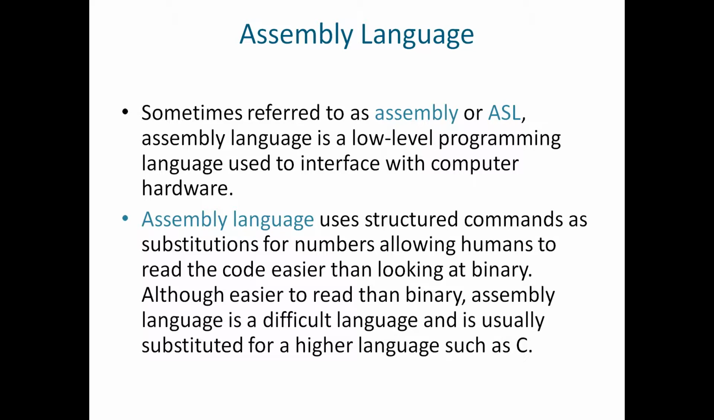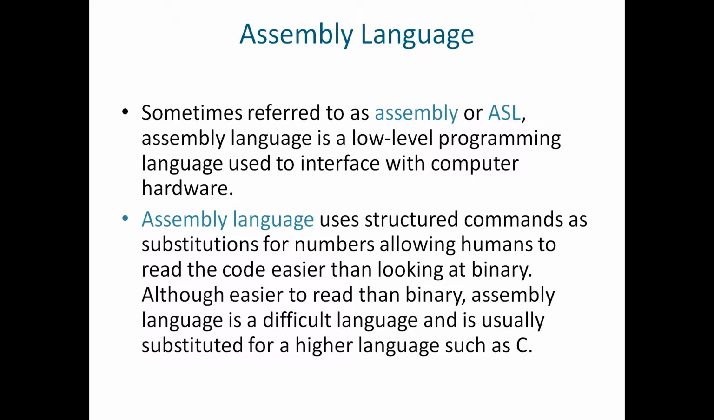Coming towards assembly language, sometimes referred to as assembly or ASM language, is a low-level programming language used to interface with computer hardware. Now, the low-level programming language. Basically, we have two types of programming languages. One is called low-level programming languages, and the other is called high-level programming languages. Low-level programming languages are those languages that are near to the computer. The computer can understand them easily, but they are difficult for the user to program in.